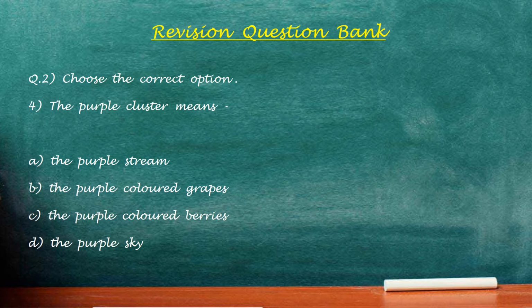Number 4. The purple cluster means. Your options are A. The purple stream. B. The purple colored grapes. C. The purple colored berries. And D. The purple sky.